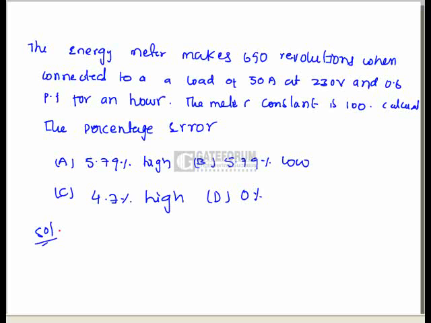The question is: the energy meter makes 640 revolutions when connected to a load of 50 amperes at 230 volts and 0.6 power factor for an hour. The meter constant is 100. Calculate the percentage error.